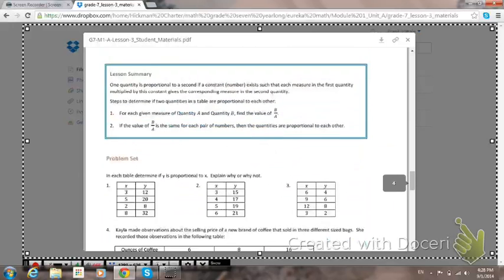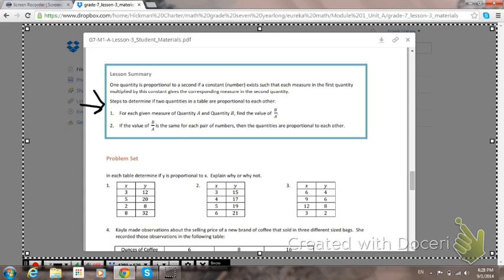Here we go. So steps to determine if 2 quantities in a table are proportional to each other. Again, it's pretty basic if you look at it, but here's a guide anyway. For each given measure of quantity A and quantity B, find the value of B over A. That's like we just did with the candy and the pounds. If you divided how much it costs by the pounds, you'll get the price per pound. Then if the value of B over A is the same for each pair of numbers, then the quantities are proportional to each other.